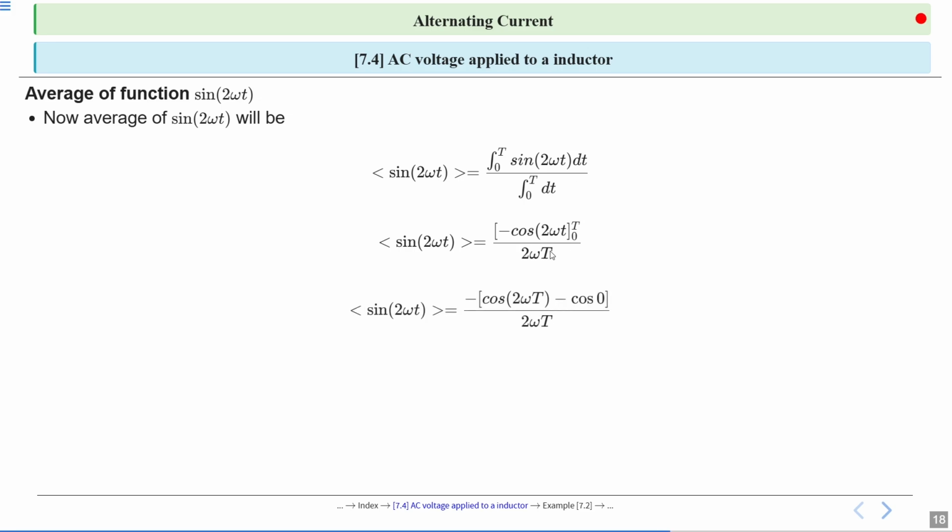So after putting limits, cos 2 omega capital T minus, after putting 0, it is cos 0. So this capital T is equal to 2 pi by omega. So put here 2 pi by omega. Omega and omega will cancel out. It will become cos 2 into 2 pi, which is 4 pi. What is cos 4 pi? Cos 0 is 1. Cos pi is minus 1. Cos 2 pi is 1. Cos 3 pi is minus 1 again. And cos 4 pi is 1 again. So it will become 1, and cos 0 is also 1. 1 minus 1, 0. So the average of sin 2 omega t will become 0.